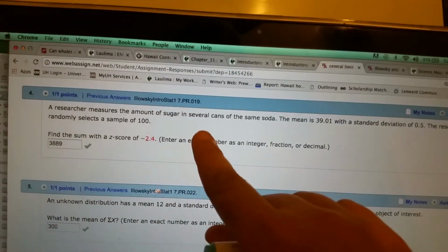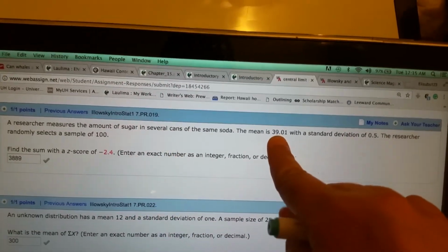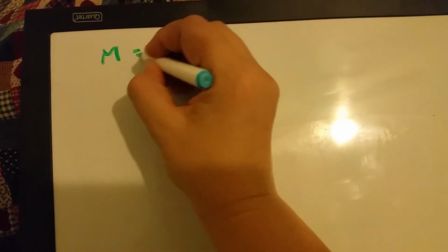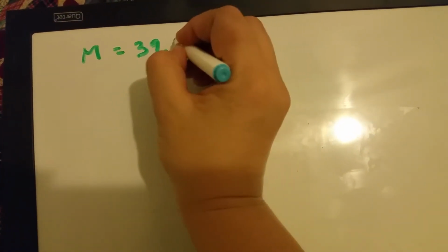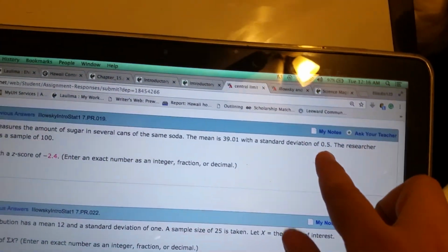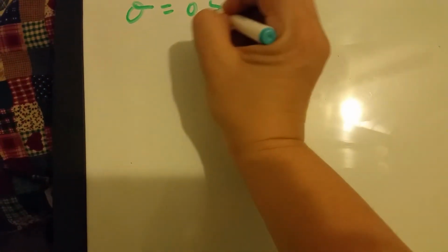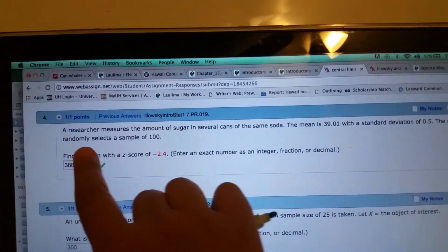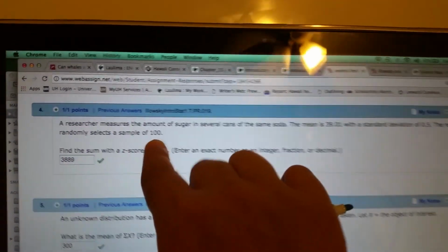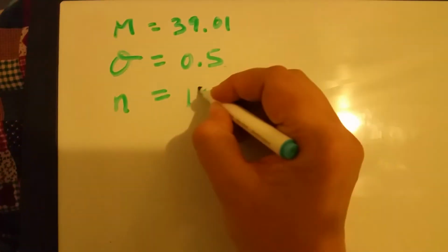Okay, so we know that the mean is 39.01. Let's just start with the things that we do know. The mean is 39.01. We know that the standard deviation is 0.5. And we know it says that they randomly select a sample of 100, so we know that the count is 100.